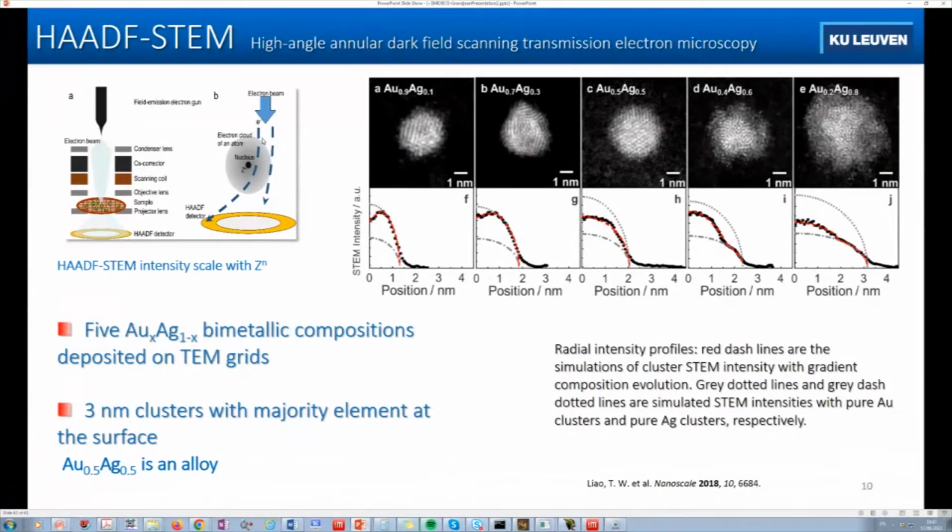It gives you different contrast according to the elements. So the light elements are darker than the heavy elements. For instance, here the gold is the higher weight element, so it will appear very bright, and the silver, which is light, will appear a bit darker. So these are the different measurements, and you can see.